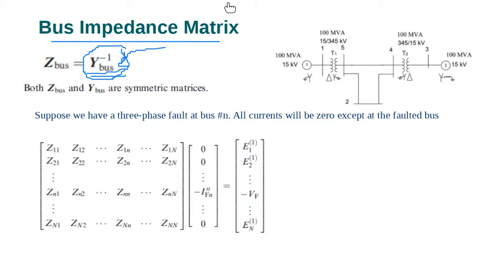Sparse means most of the elements are zeros. But when you invert the Y, it will give you the Z. And the Z will not be, most of it will not be zero. So this is the way if we want to find the Thevenin equivalent. We form the Y bus with nodal analysis, as we discussed. In this chapter also we discussed that at the beginning. And then we invert the matrix.